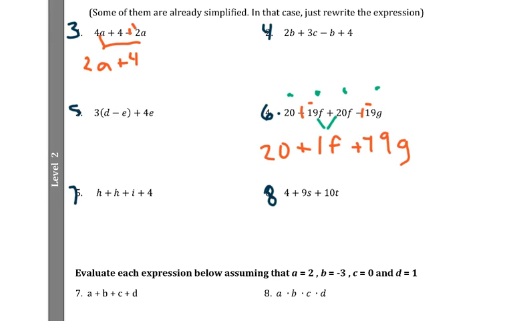No minus signs, which is awesome. And the only like terms we have are these. We just need to remember that little trick that I just told you. If there's no number in front of your variable, you can assume there's one of them. It's like you have one H and another H and an I and a 4. What do you have all together? Well, we have two H's and an I and a 4. And that's our answer to number 7.